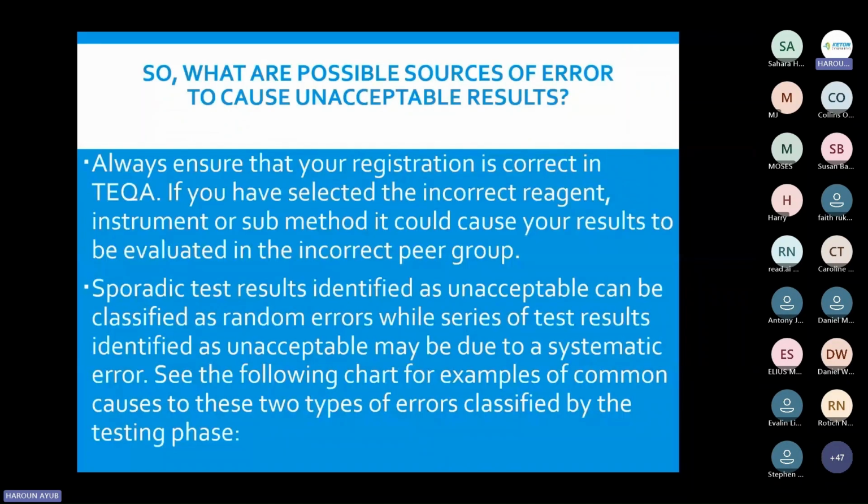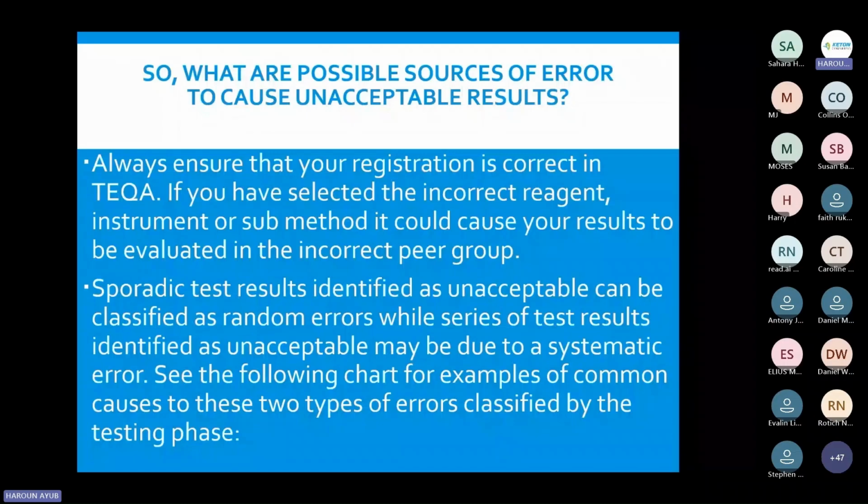And remember, configuration is opened every cycle. So it's very important for you to go in there and check if you have missed anything, especially units, method configuration, the instrument, or the reagent. Remember also, if you have changed the instrument, don't forget to do configuration. If you are using a Sysmex and you've changed to GenRui, remember you have to change it to get the best grouping. If you have selected the incorrect reagent, instrument, or sub-method, it could cause your results to be evaluated in the incorrect peer group. And as I've said, method grouping for chemistry is the worst that causes many failures.